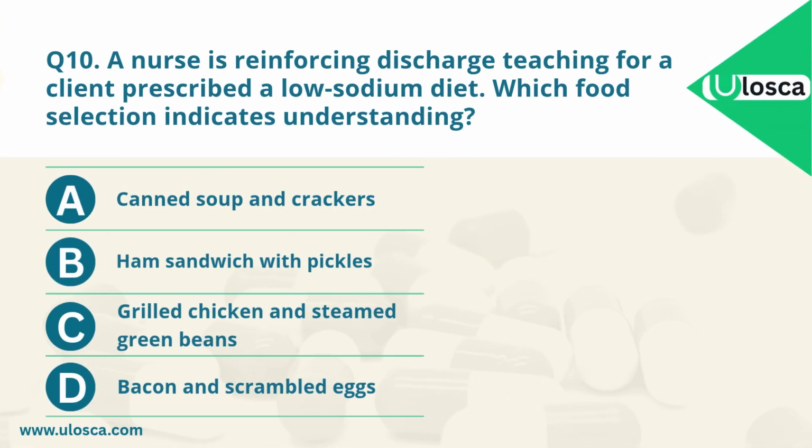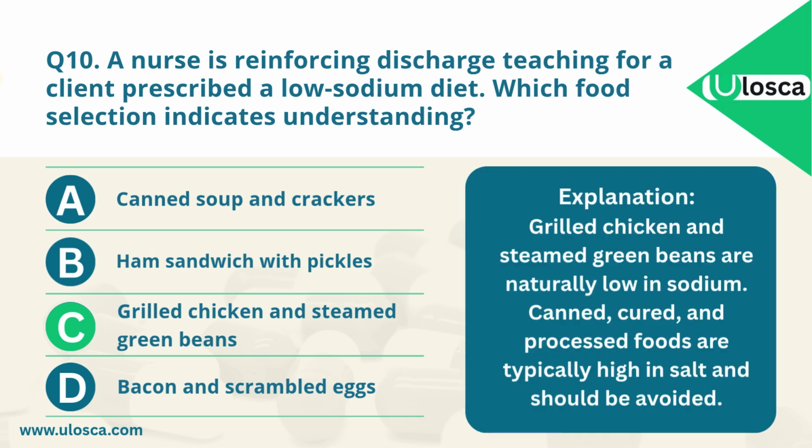The correct answer is C. Grilled chicken and steamed green beans. Explanation. Grilled chicken and steamed green beans are naturally low in sodium. Canned, cured, and processed foods are typically high in salt and should be avoided.